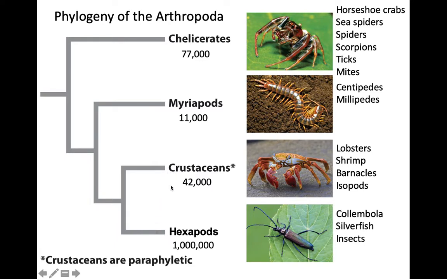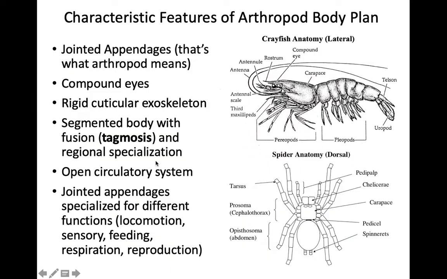I should also point out that, as you'll see later on in the lecture, the hexapods are actually found within the crustacea, but we've pulled them out and given them subphylum status along with the crustacea, and therefore that leaves the crustacea as paraphyletic. Okay, the characteristic features of the arthropod body plan include this rigid cuticular exoskeleton that I already referred to.